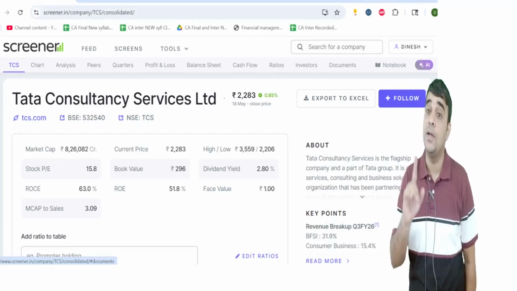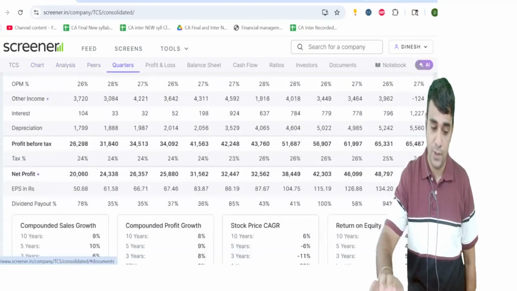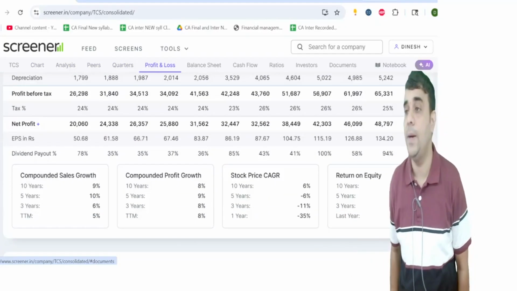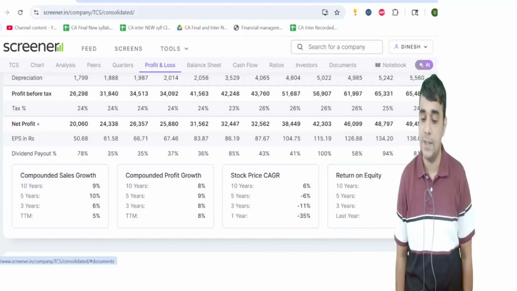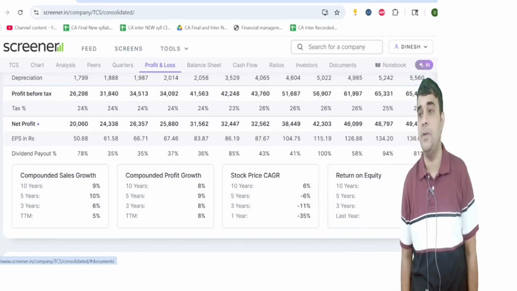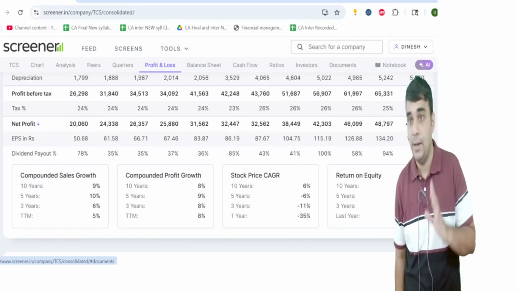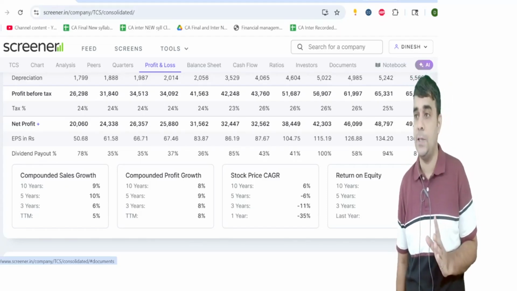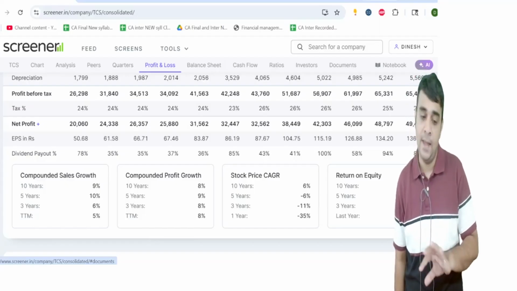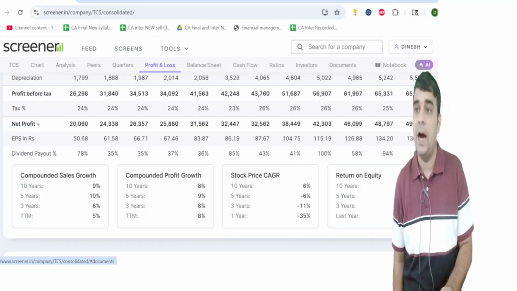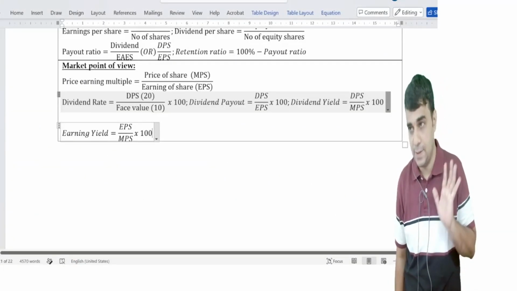Dividend yield is 2.8% and the dividend payout is given here: 81%. Able to understand the concept? Dividend payout 81%, dividend yield only 2.8%, and the dividend rate could be approximately 6000 percent. A variant of dividend yield is earnings yield, where you divide EPS by MPS. Any doubts till this? Okay.